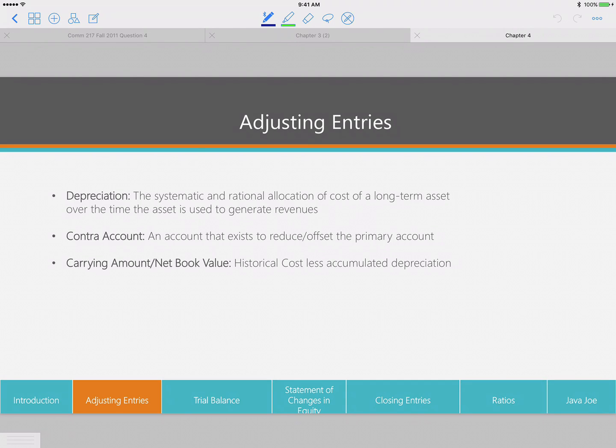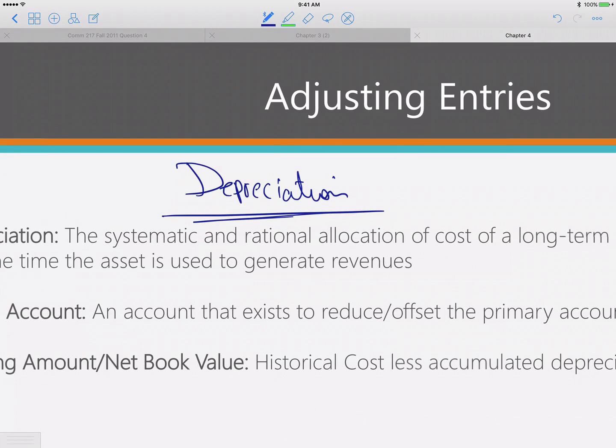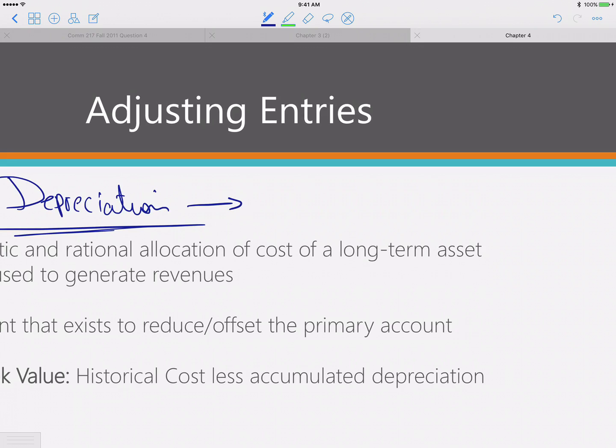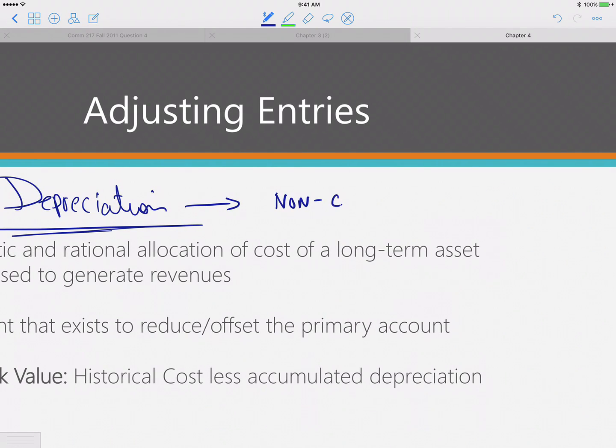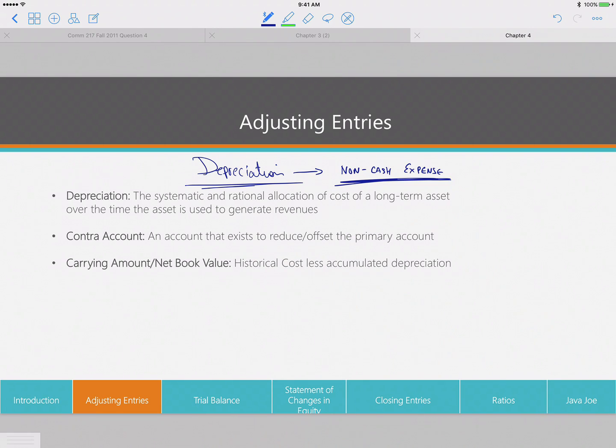Another adjusting entry that we often see at the end of periods is depreciation. And you may have heard this term before. Very important to mention, this is a non-cash expense. Very, very important to mention. So what is depreciation? The textbook defines it as the systematic and rational allocation of cost of a long-term asset over the time the asset is used to generate revenues.